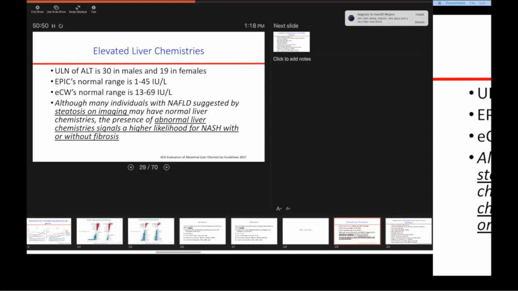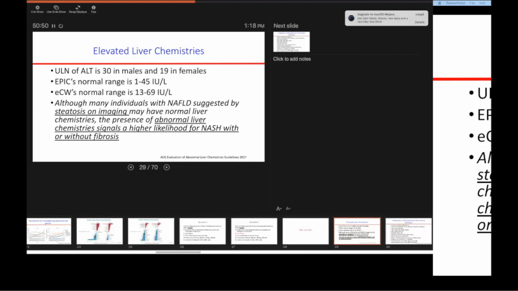For Epic, we go up to 45. ECW, which we're not using anymore on the west side, went up to 70. So a lot of the providers were just missing this because the patients had like 75, 80, and they're like, it's not that high. But it was like 4 times the upper limit of normal for a woman.